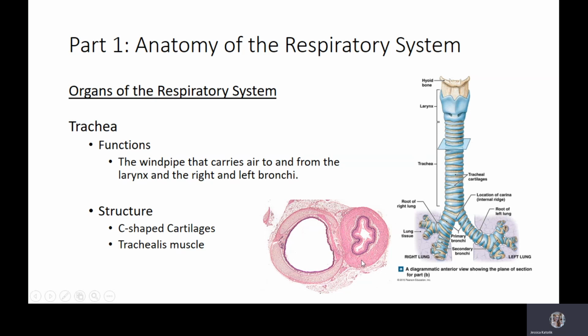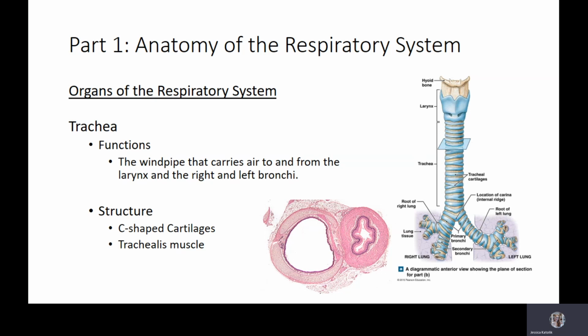It's important for this C shape to occur because the esophagus is located right behind the trachea, and the esophagus needs room to expand as food is traveling down through it. So, FYI. So that's the trachea, not too bad.